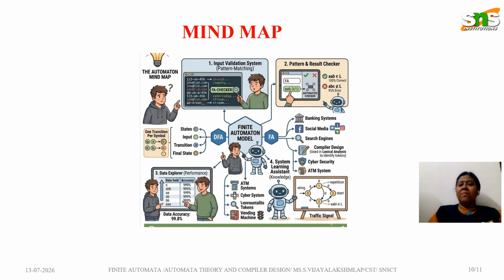To summarize, we learned how a deterministic finite automaton processes a string step by step using state transitions: states, input, transitions and final states, and whether the input string is accepted or not.